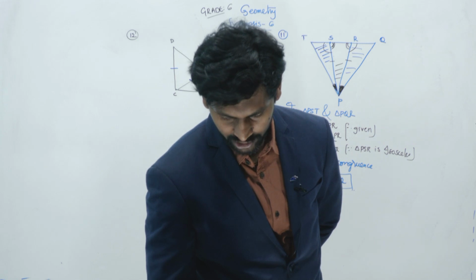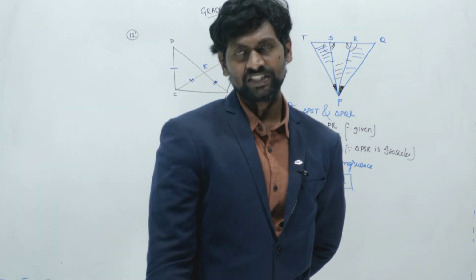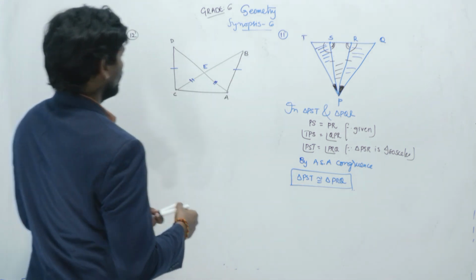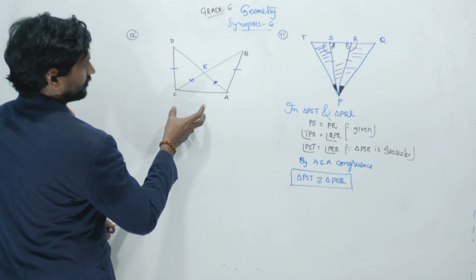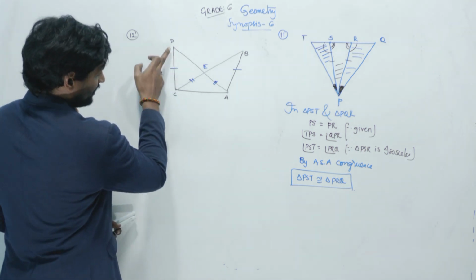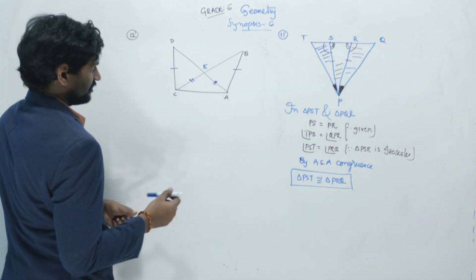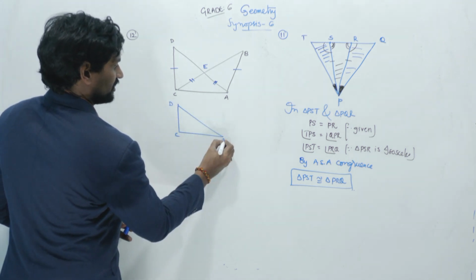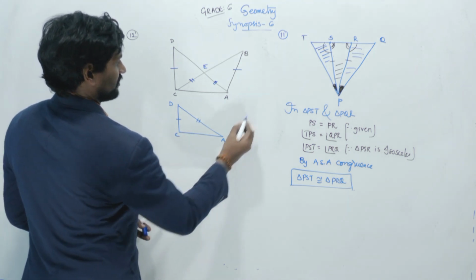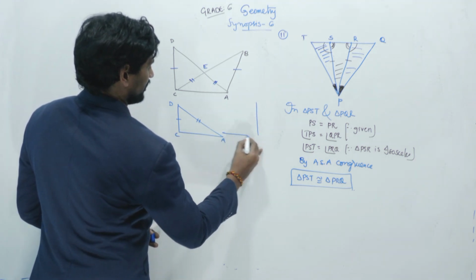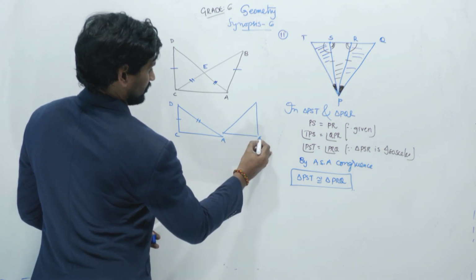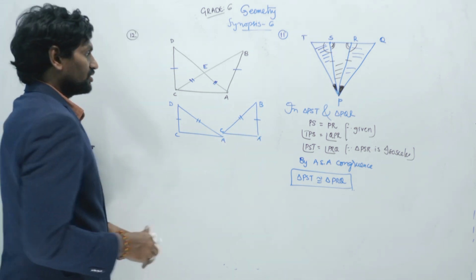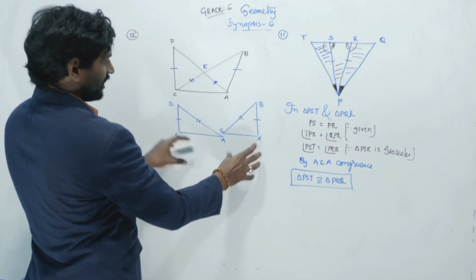So we need to prove whether the triangles CDA and BAC, or ABC, are congruent or not. I am drawing the triangles separately here: triangle DCA like this, with one measurement given, and a second measurement given. Also the second one, BAC: this is A, this is C, and this is B. Here also one measurement is given. So while you are observing these two triangles, I have drawn them separately.